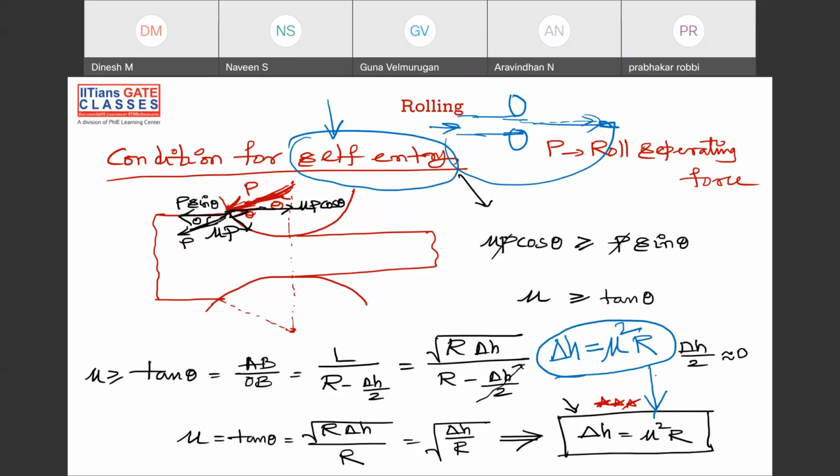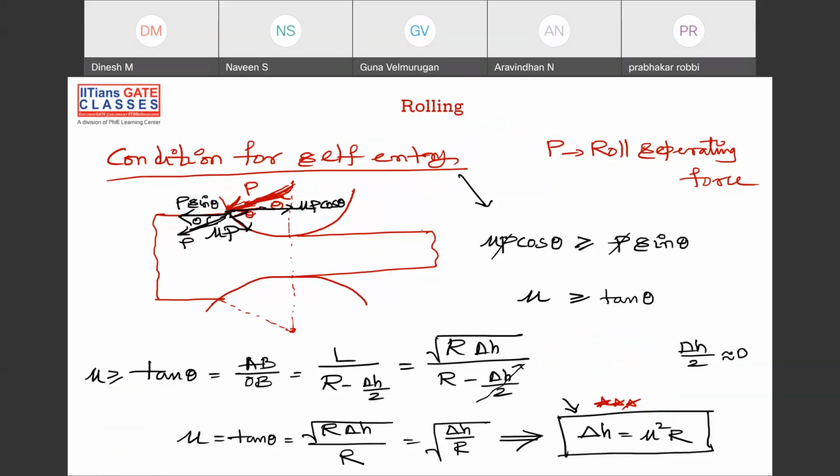In the sense, what I'm saying is that obviously it should be like this, but the limiting case is this. Yes, so please do understand this. This derivation is written here, but because we have to resolve the equations, we have to do mu p cos theta, all these things. But anyways, I'm not doing that. So the condition is this. Okay, self-entry case. Next.